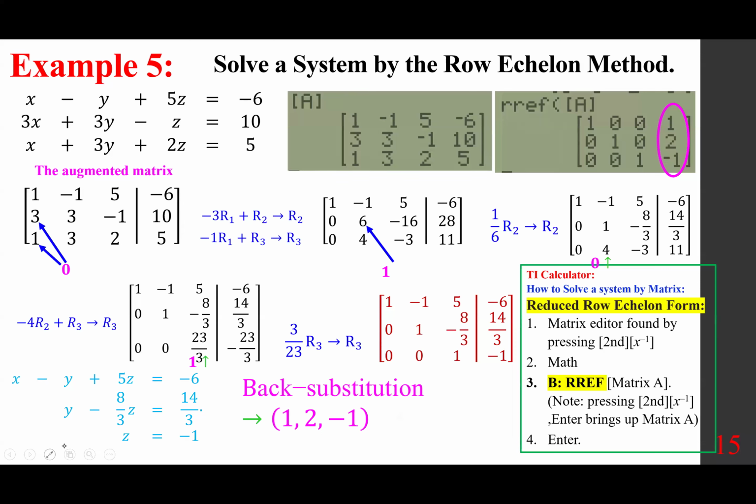Always check. So you're really not done. I can't emphasize this enough. Must check. Must check. With what? Only the original equation. For example, if I check the first one, 1 minus 2 is -1, plus 5 times -1 is -6. The first one I checked, you must check all three. Always check.